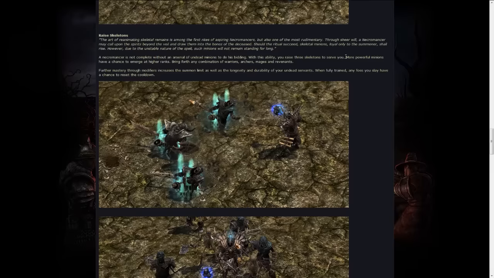You raise 3 skeletons to serve you. More powerful minions have a chance to emerge at higher ranks, bring forth a combination of warriors, archers, mages, and revenants. Further mastery modifiers increases the number of summon limit, as well as the longevity and durability of your undead servants. When fully trained, any foes you slay have a chance to reset the cooldown.